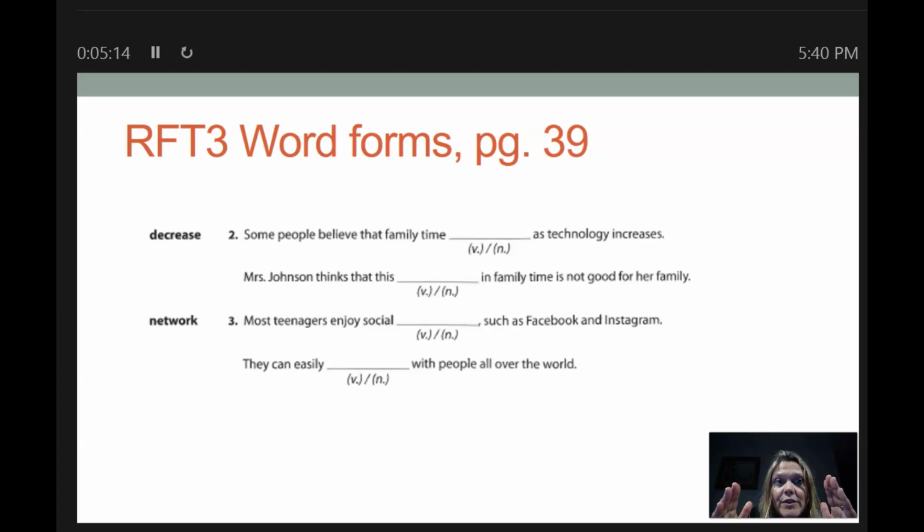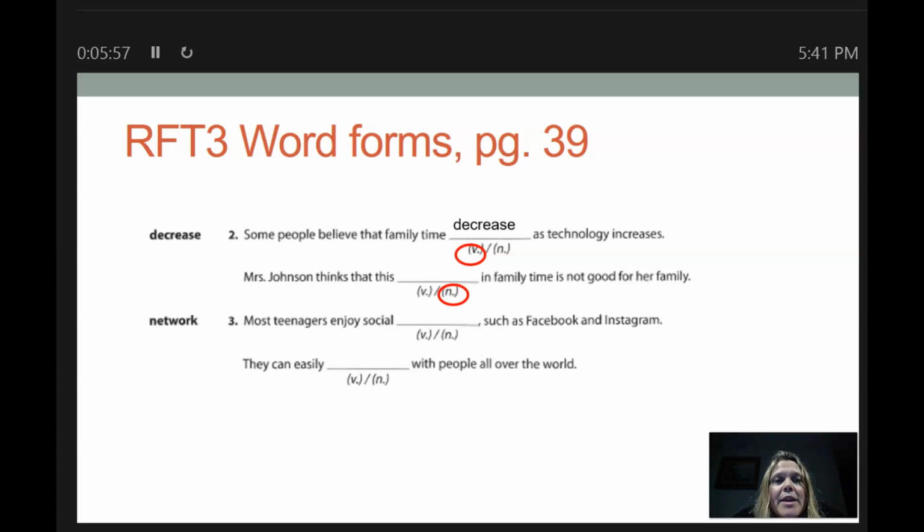Some people believe, first clause, that family time, second clause, as technology increases. Some people believe that family time is the subject, and I need a verb here. So let's think about the meaning of that. Family time, decrease. Technology, increase. Is that true? Yes, that's what they're saying. Family time decreases. Do you see my mistake? I forgot to write S. That should be S, decreases.